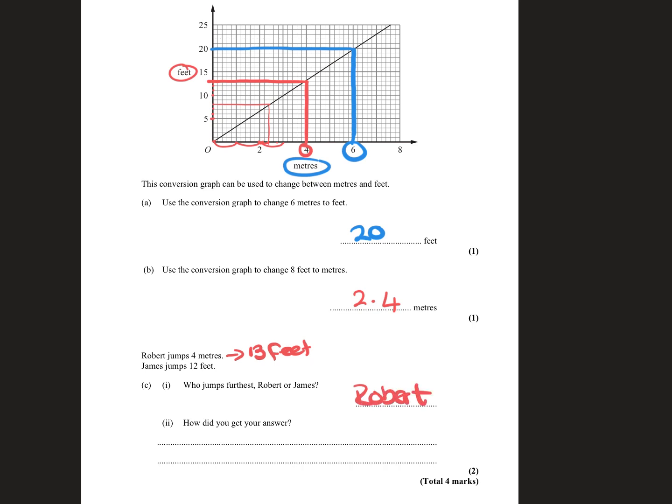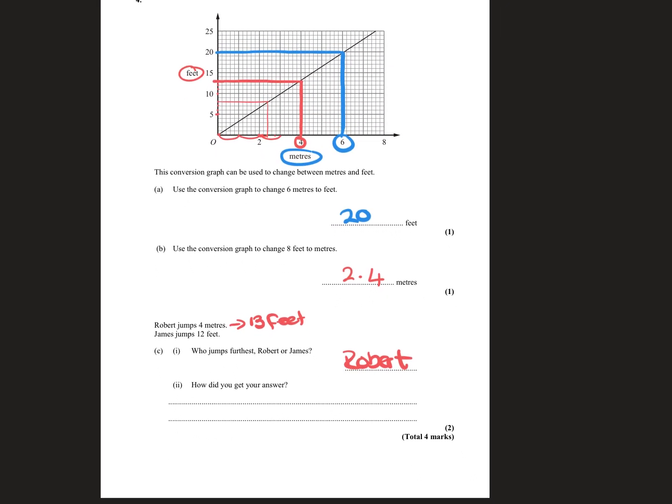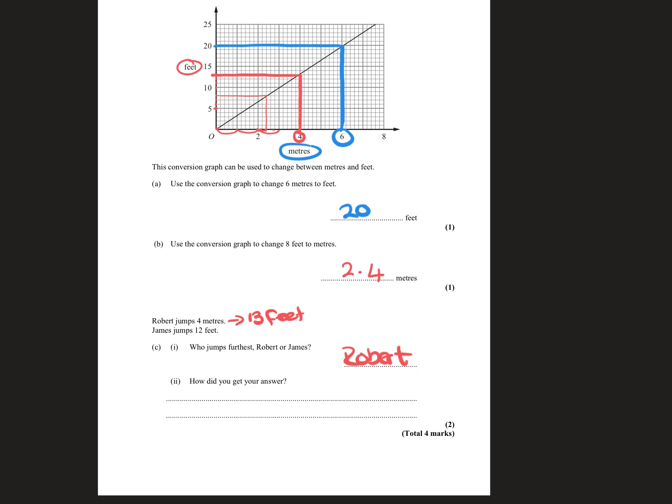Now, if you go on to the next part, it says, how did you get your answer? So basically, you're going to explain what you did. You converted your 4 metres using your graph to 13 feet. And that told you that Robert had jumped further because he had jumped 13 feet.